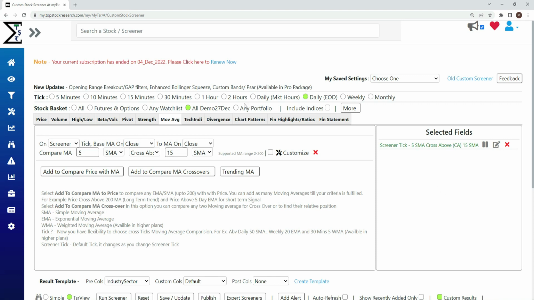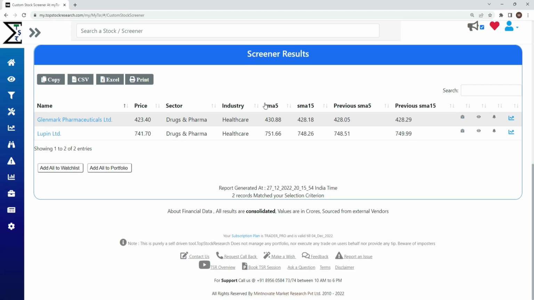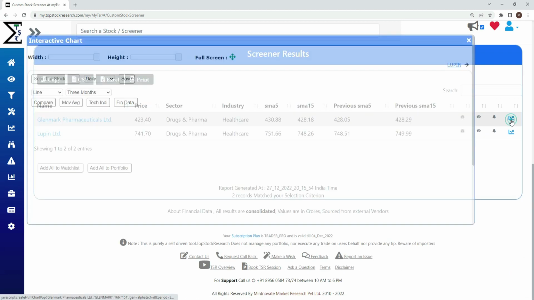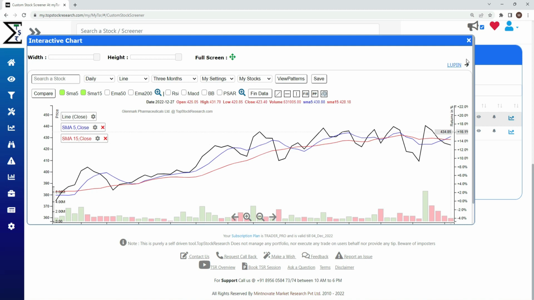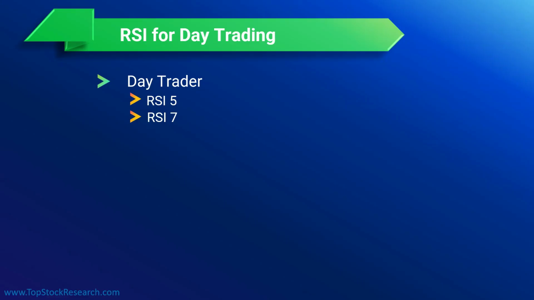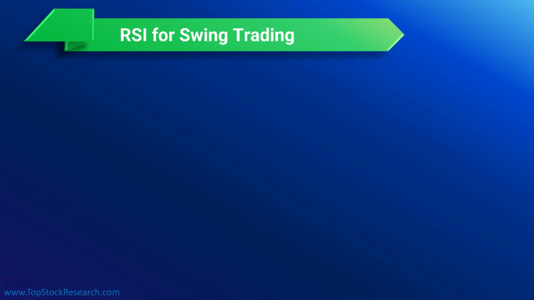Okay, so we were on a very small stock basket, right? So the demo stocks that we selected, that's why you couldn't get there. Let's look at FNO stocks, right? So these are two stocks where 5 is crossing over 15, right? This is the crossover. Okay, so that's RSI for swing trading. We have briefly covered, right?